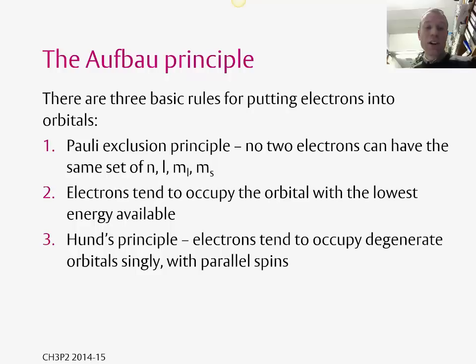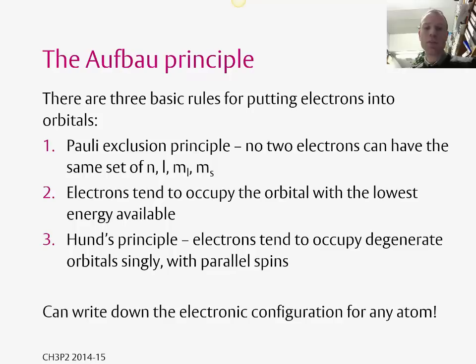The last one is Hund's principle, and this is that electrons tend to occupy degenerate orbitals singly with parallel spins before they then start pairing up. And this becomes important when you start filling up, for example, the p orbitals or the d orbitals, but you should be very familiar with this by now. So using the Aufbau principle, we can write down the electronic configuration for any given atom, and we can then start thinking about the electronic states available to this atom.